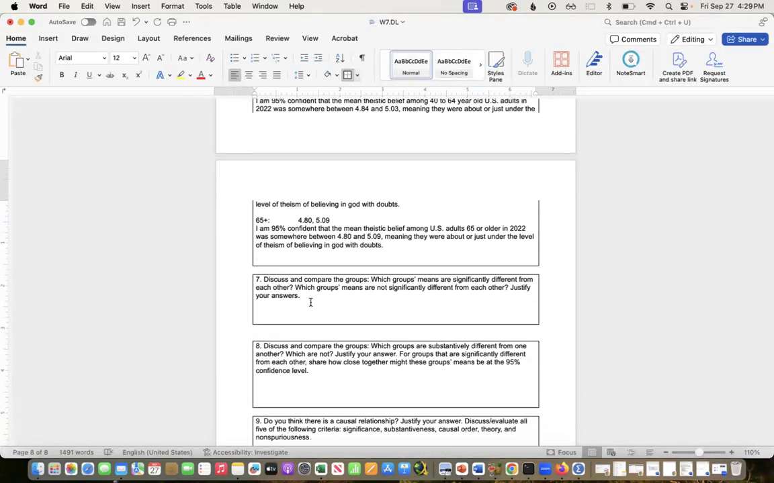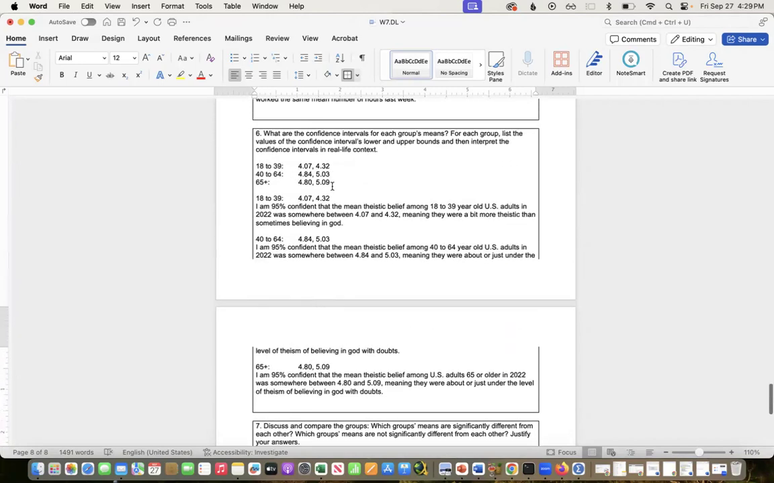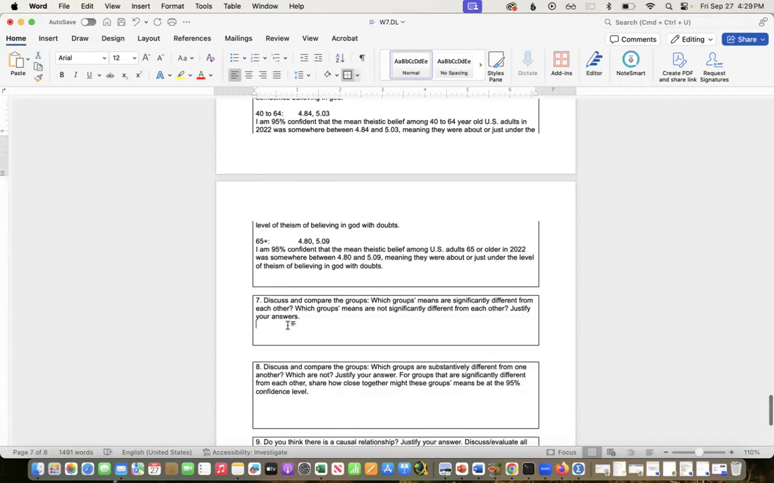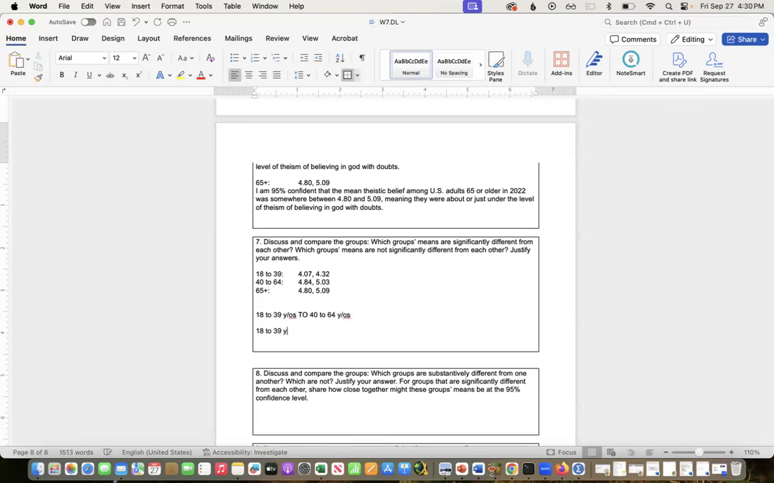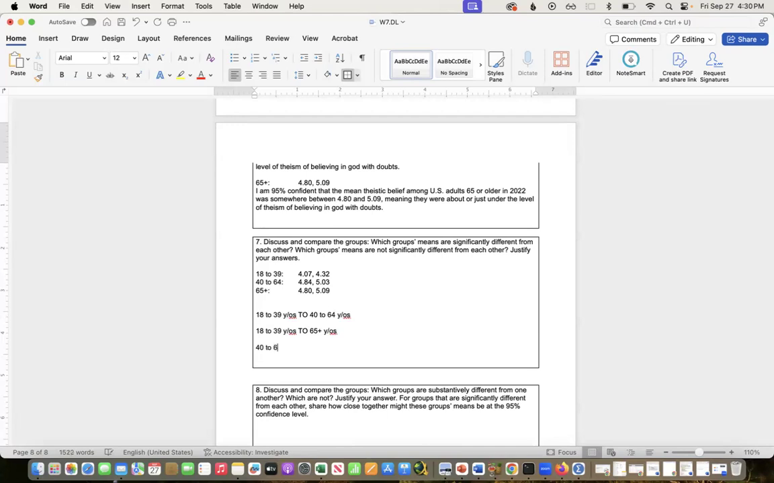So now it says which means are significantly different than the others. Okay, so I'm looking at these, and this is just like before when we were comparing groups and looking at confidence intervals and seeing if they overlapped in chapter 6. We had the confidence interval of the difference for the two sample t-tests, so we didn't have to really do this. But for here, we're comparing the different groups. So we're going to compare 18 to 39-year-olds to 40 to 64-year-olds. We're going to compare 18 to 39-year-olds to 65-plus-year-olds. And we're going to compare 40 to 64-year-olds to 65-plus-year-olds.